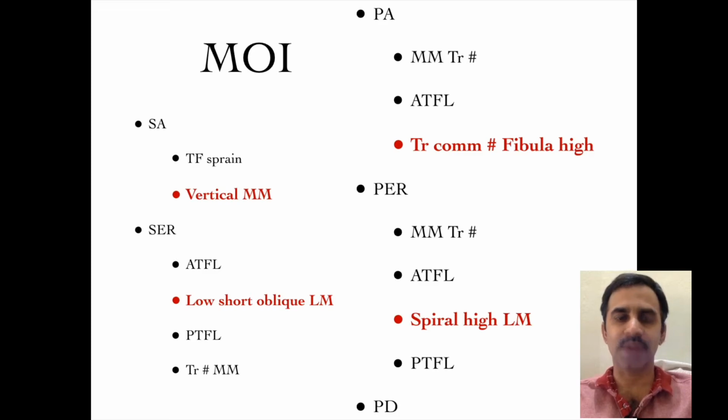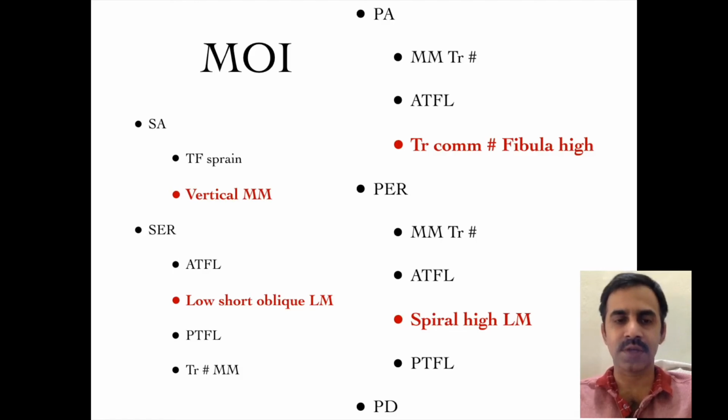First one is supination adduction injury. The medial malleolus will have a vertical fracture. In all other fracture patterns, the medial malleolus will have a transverse fracture. So if you see a vertical fracture of the medial malleolus, it is highly likely that it is a supination adduction type of injury. The injury begins as a sprain of the TF joint and progresses to a vertical fracture of the medial malleolus.